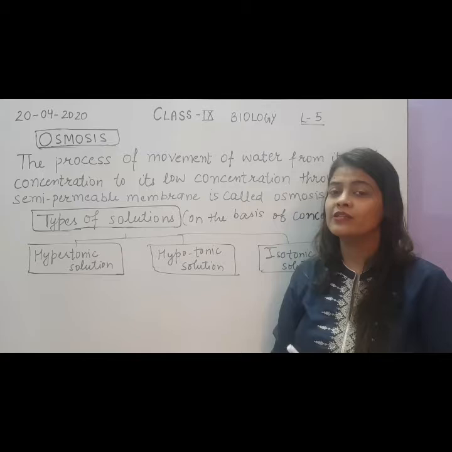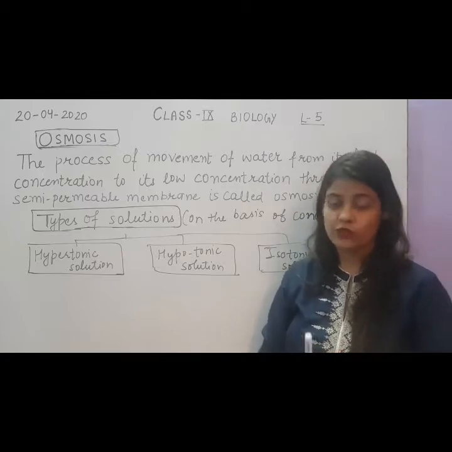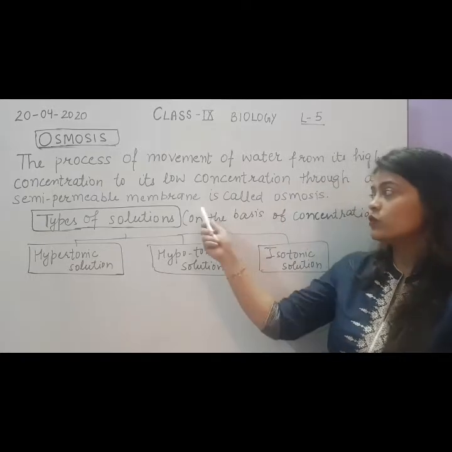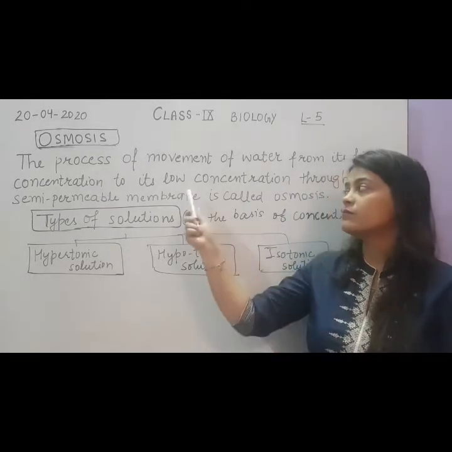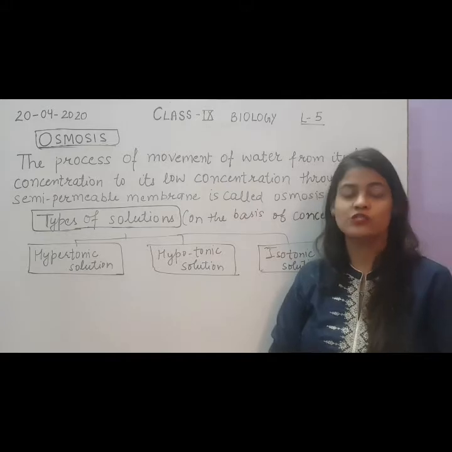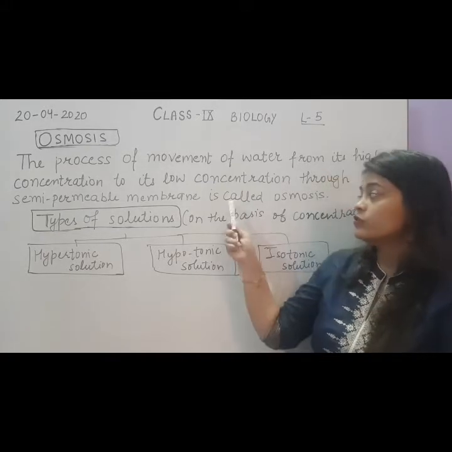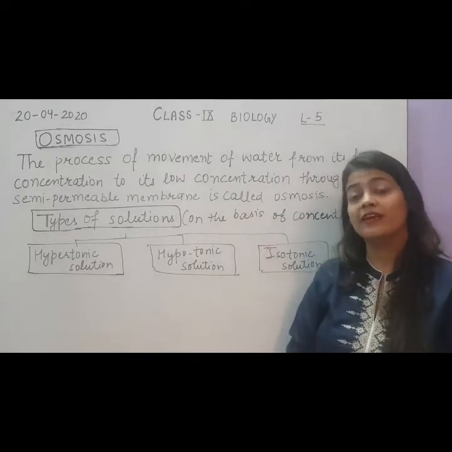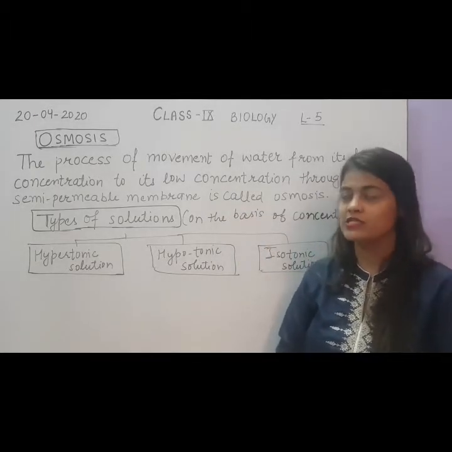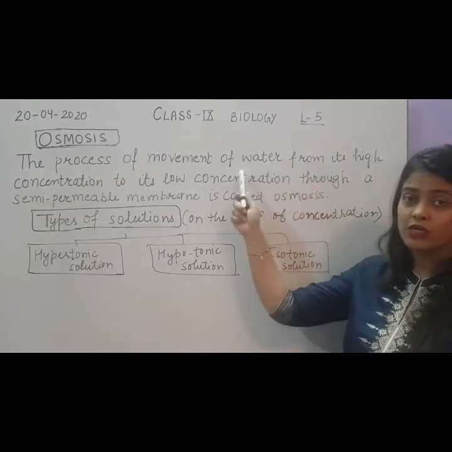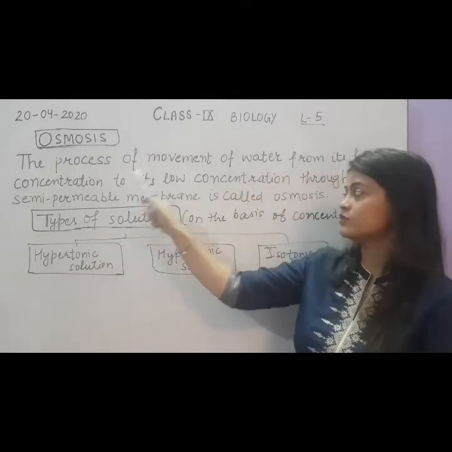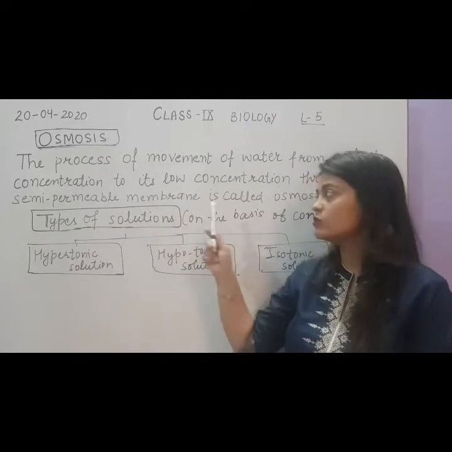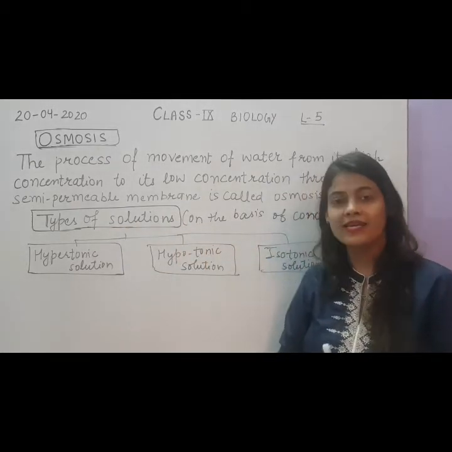Because you know that in a solution there is a solvent and there is a solute. Solute is the solid particle and solvent is the liquid. So a semi-permeable membrane is a must for osmosis to take place. Okay, so this is the definition of osmosis. You should be very careful while writing it. You have to mention that water moves from its higher concentration to its low concentration through a semi-permeable membrane. Without a semi-permeable membrane, osmosis is incomplete.